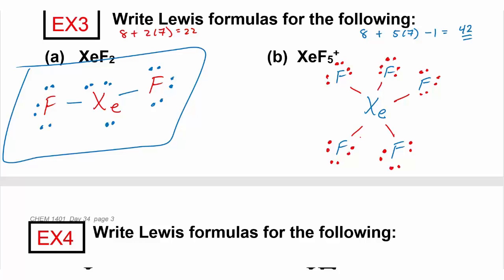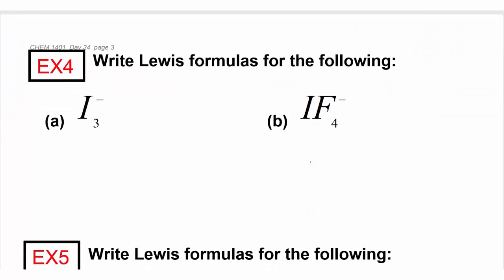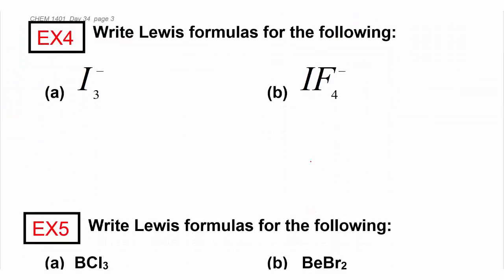Okay, each fluorine has 8. I have 5 fluorines, so that's 40. I have 2 left over. Xenon definitely is not following the octet rule. The whole molecule has a positive charge. So try these and see if you get the same answer that I get.